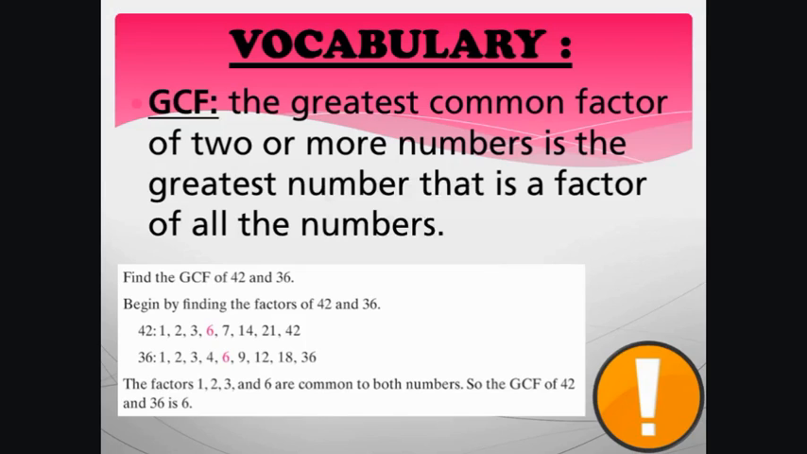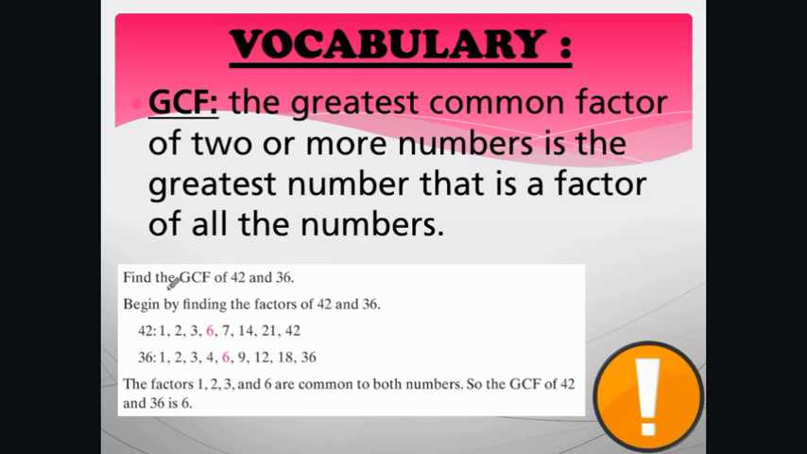Next, we're going to talk about GCF, which is the greatest common factor of 2 or more numbers. And that is the biggest number that is a factor of all numbers. Well, geez, what does that even mean? Let's put some meaning into it and take a look at an example of what we're talking about.